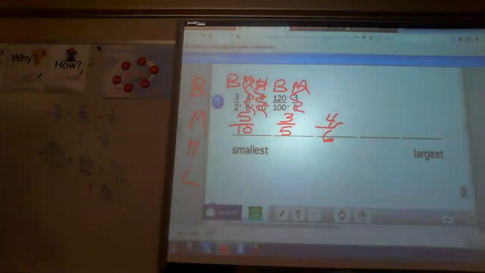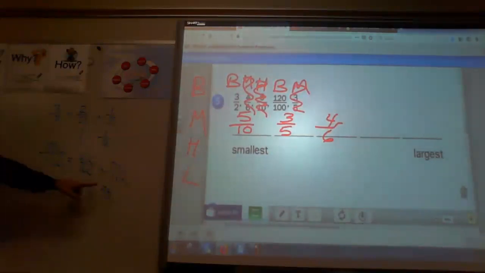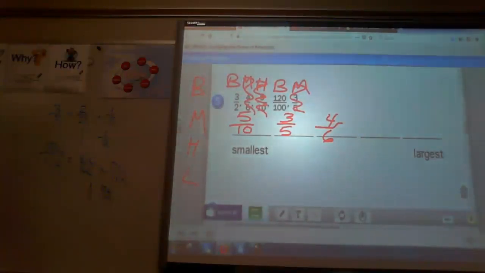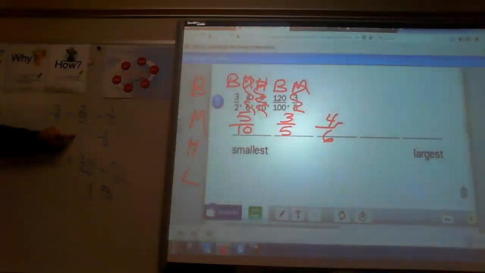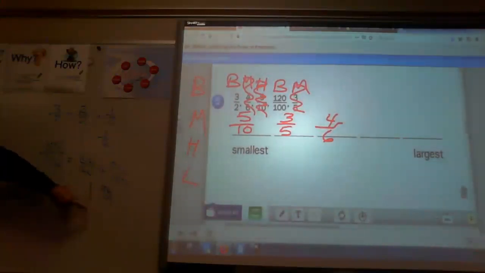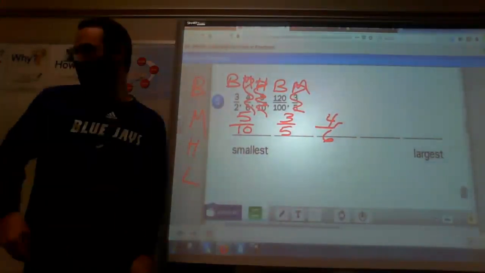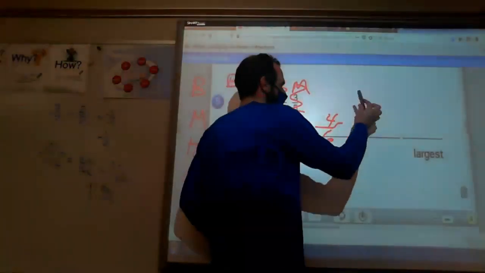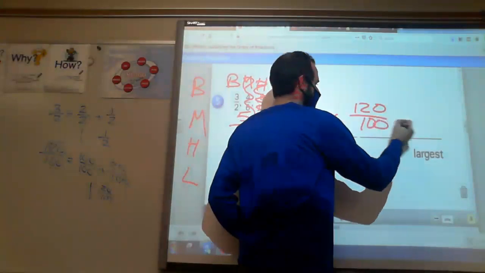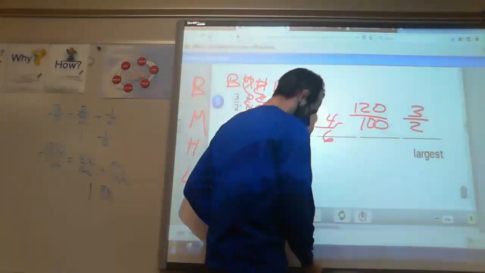Is 20 hundredths more or less than half? Less. Because half would be, what would this have to be if it was half? 50. 50 out of 100, yes? So which one's smaller? 120 hundredths. Yes, 120 hundredths, because 1 and 1/2 is equal to 1 and 50 hundredths. So your next one should have been 120 hundredths versus 3. All right, very good.